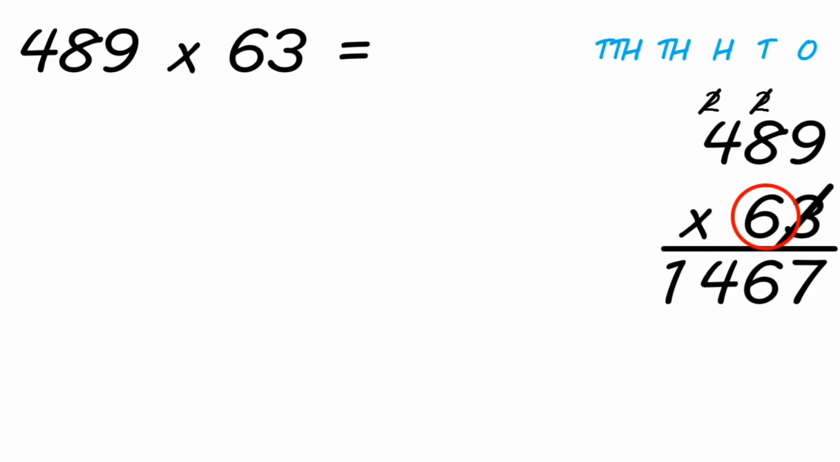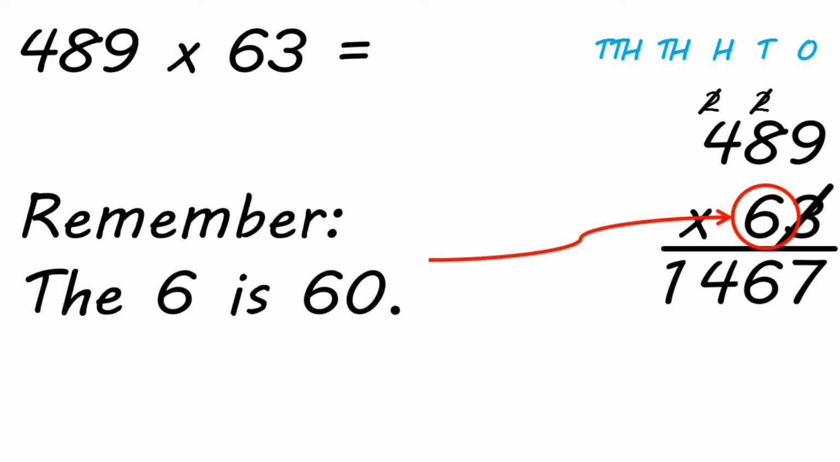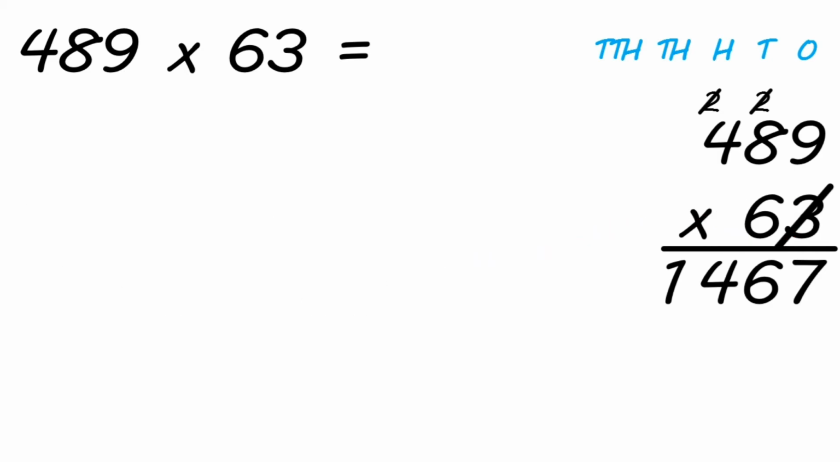And now you need to look at your 6. Remember, the value of that 6 is actually 60, so it's 10 times bigger. So if you put a placeholder in the ones column, that'll show you that everything that you're looking at now is going to be 10 times bigger.